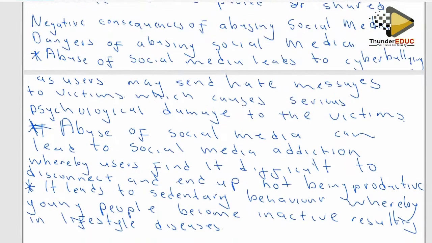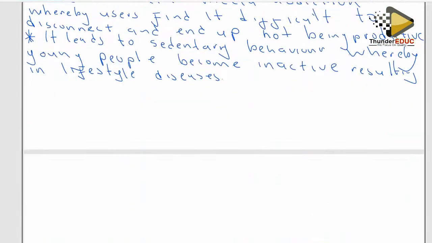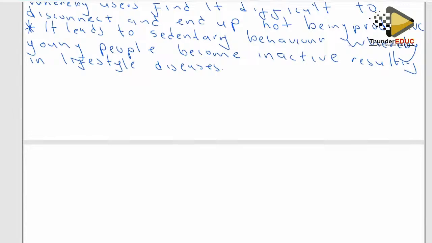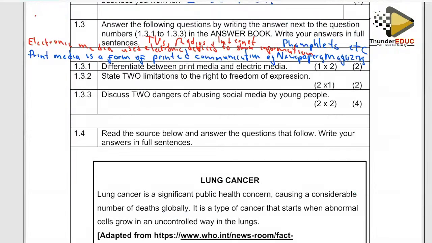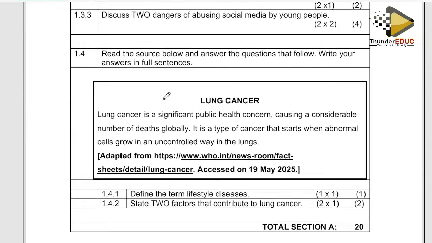Now, this is the answer for 1.3.3. Moving on to the next question. We are moving on to section B, which, as I said, is a compulsory section as well. So we have exhausted the two dangers of social media to young people. Question 1.4 requires us to read the source below and answer the questions that follow. Write your answers in full sentences. We have a case study which has been provided there.